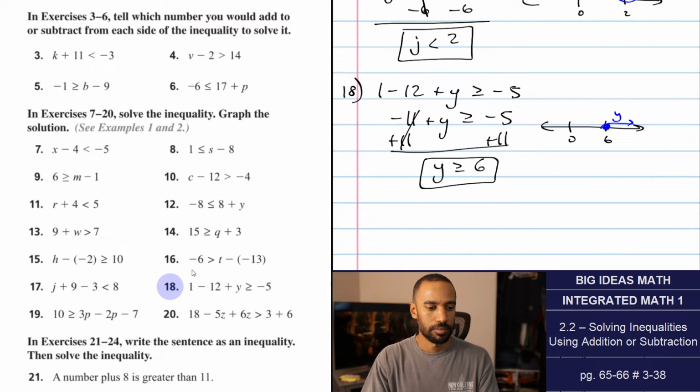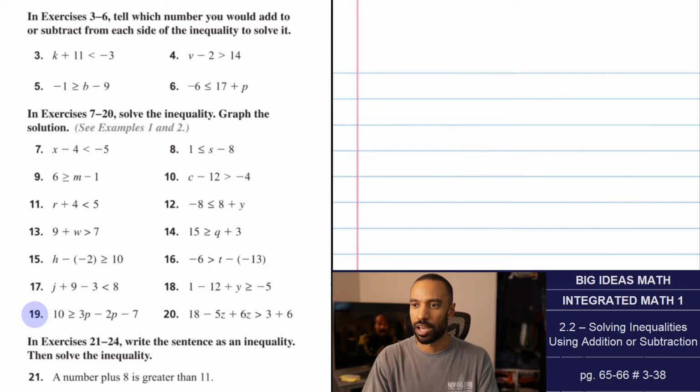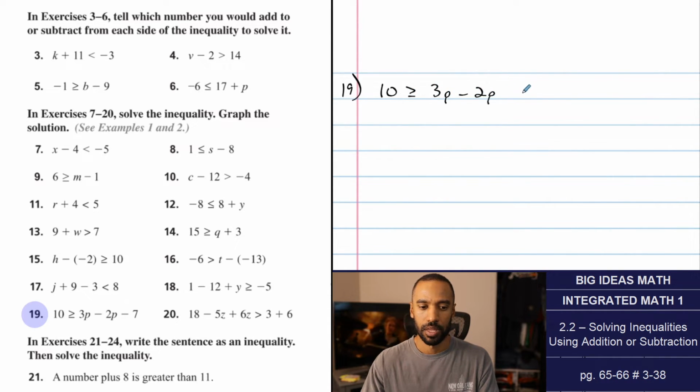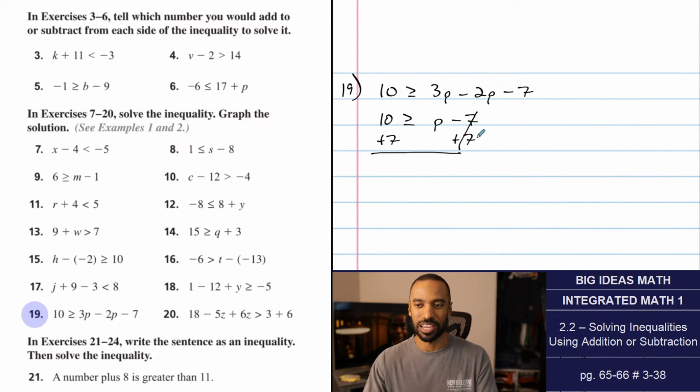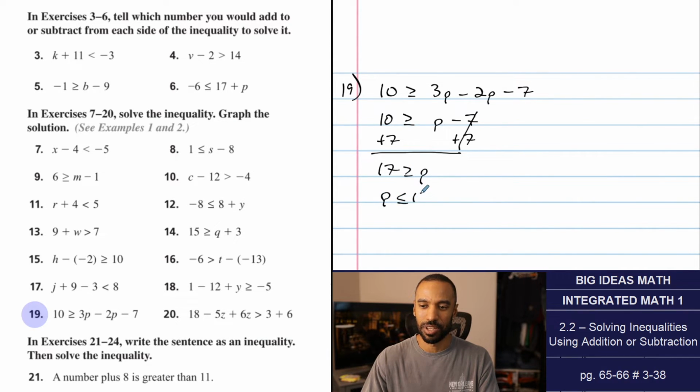Number 19 and 20 also have combining like terms, but of variables, not of like constants, I should say. And this is on the right side of the inequality, so some work will be had to move it over in a bit. 3p minus 2p. Aha, see, because they don't want you to do any multiplication or division yet, they need to make sure this turns into 1p. 1p minus 7. Now that we're simplified, we have to add 7 over. Remember, no division yet, not till the next section. So 17 greater than or equal to p, or p is less than or equal to 17.